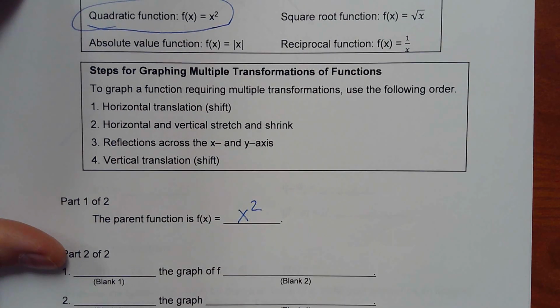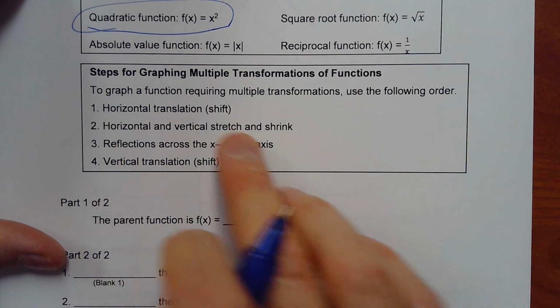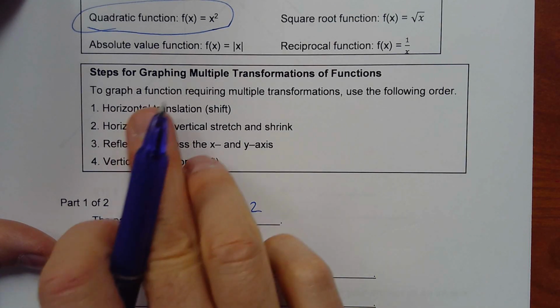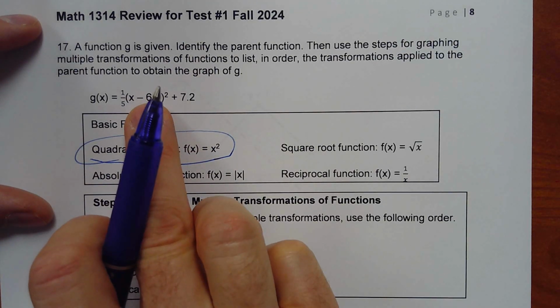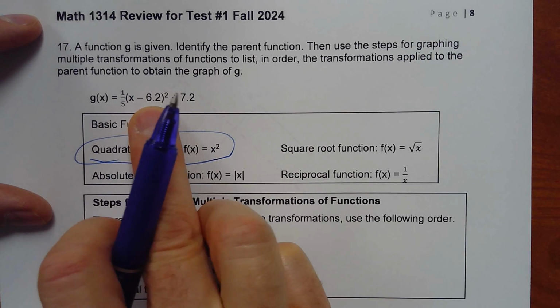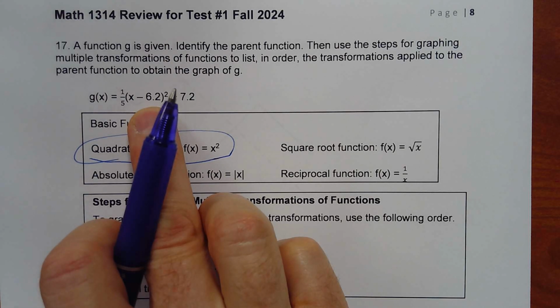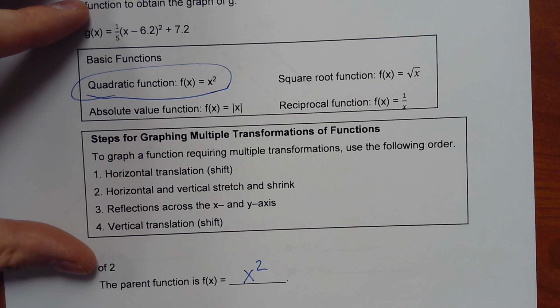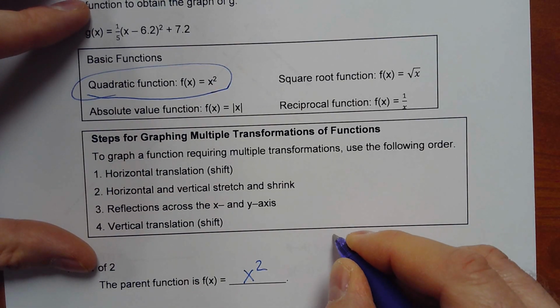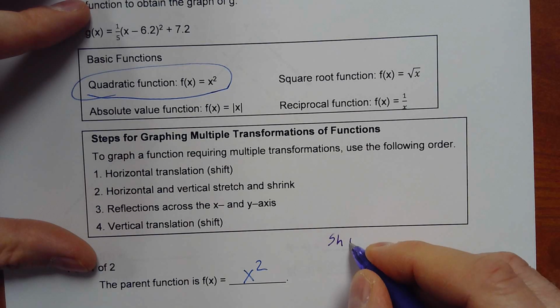Now for part 2, they want us to do the horizontal translation first. So that's a negative 6.2 inside there in the parentheses. So I'm getting the opposite direction. I'm shifting right 6.2 units. So write that down here.